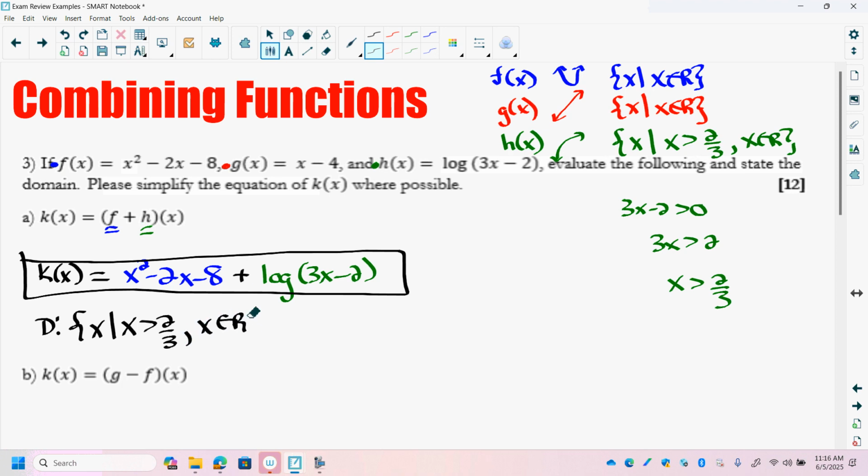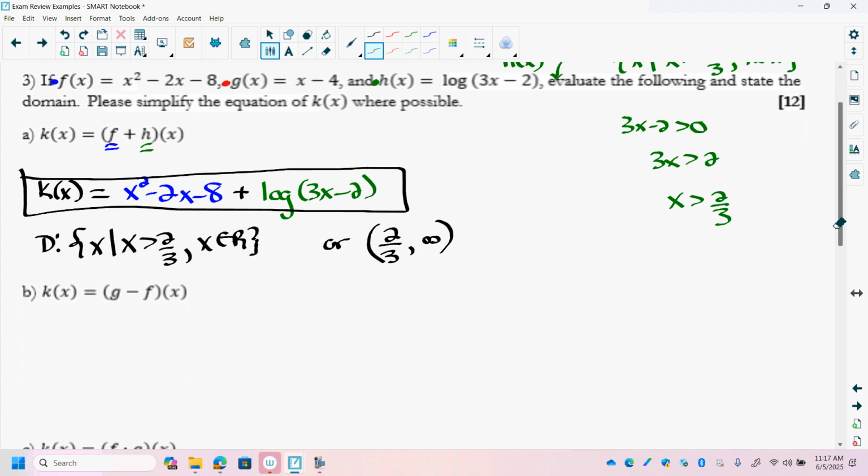X belongs to the real numbers. Close the brackets. That's set notation. Who knows what that would look like in interval notation? I'd go from 2/3 to infinity. What type of brackets? Round, because it cannot equal 2/3 or it cannot equal infinity. Infinity is not a number. It's the process of getting bigger.